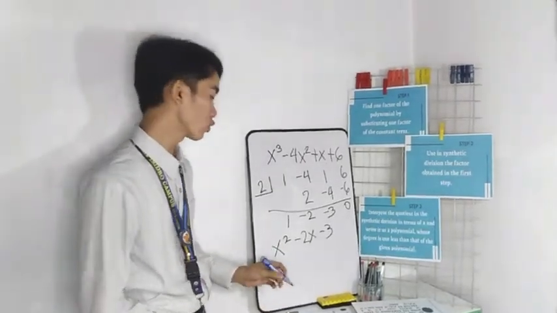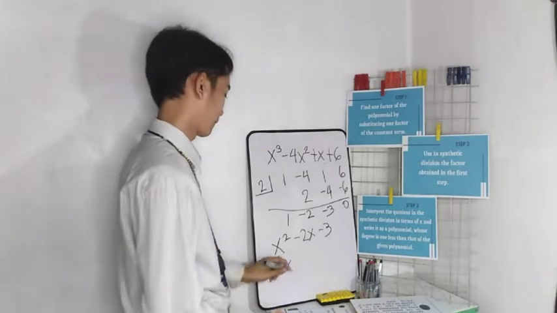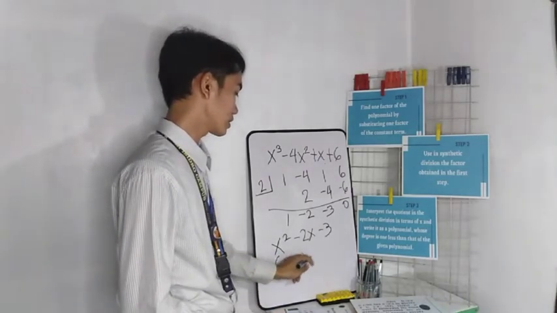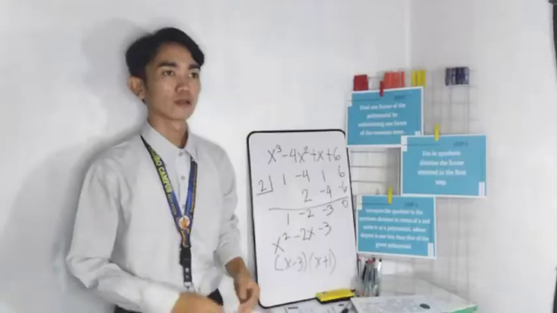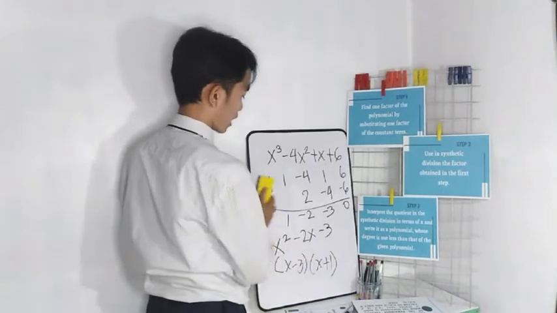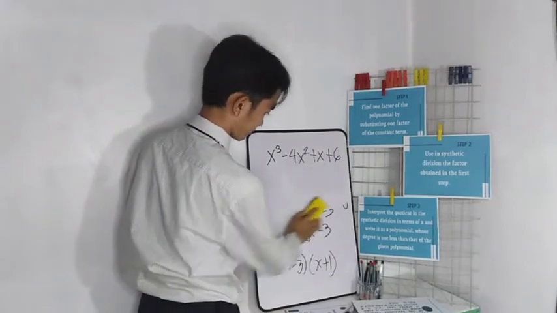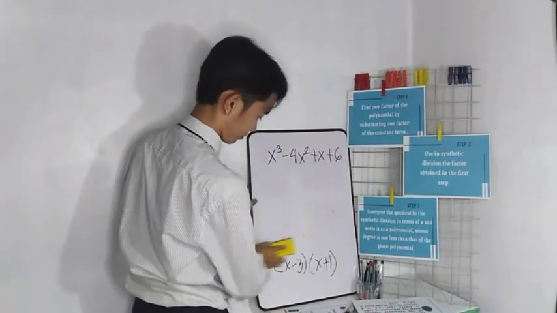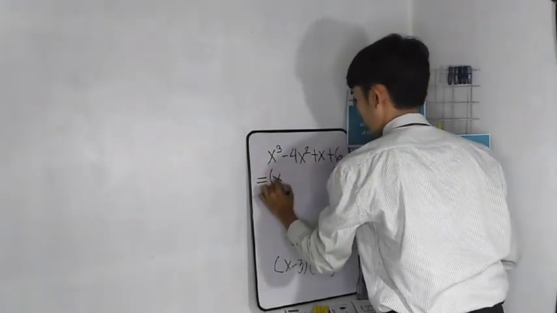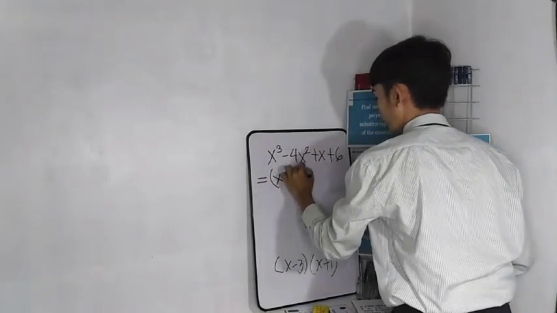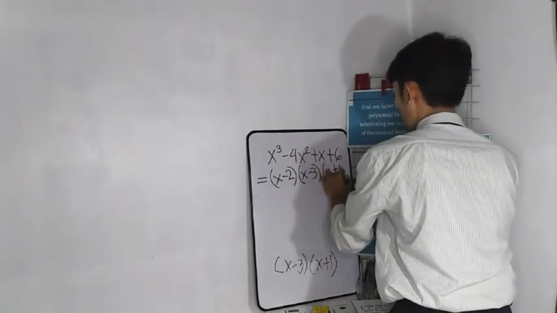And the factor of this is x minus 3 and x plus 1. Therefore, the final factors of our given polynomial are x minus 2, x minus 3, and x plus 1.